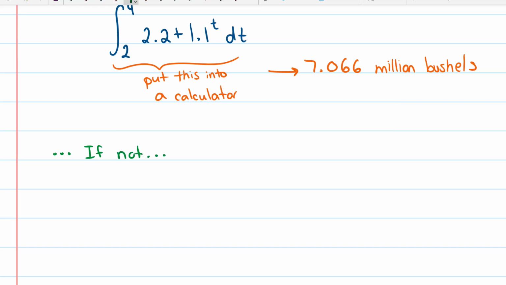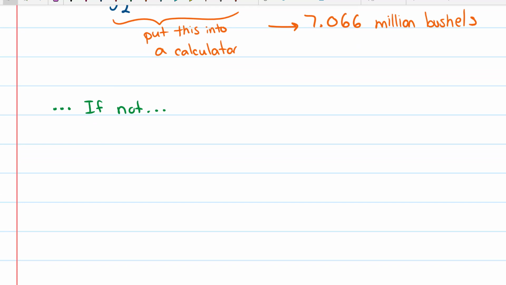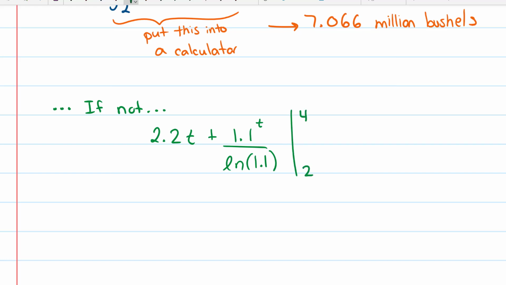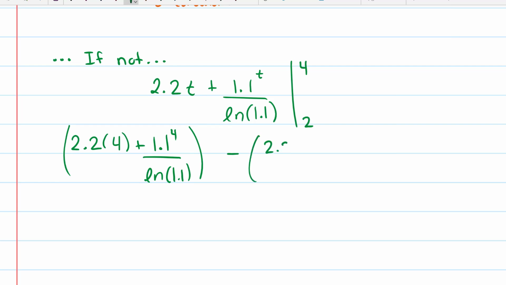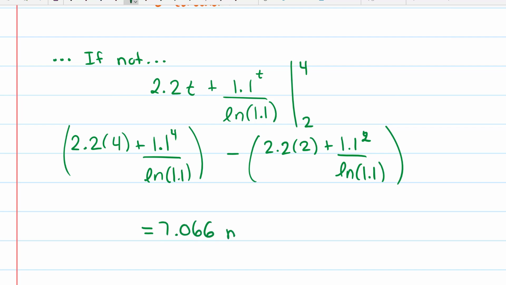So if not, this is something we can integrate by hand. The integral of 2.2 is going to be 2.2t plus 1.1 to the t divided by ln of 1.1, from the interval 2 to 4. So then all you have to do is put that into a calculator. You can use a scientific calculator at this point. It'd be 2.2 times 4 plus 1.1 to the fourth over ln of 1.1, minus 2.2 times 2 plus 1.1 to the squared, divided by ln of 1.1. And then on a free response, that would be an acceptable answer, and if you put that all into a calculator, you do get 7.066 million bushels.